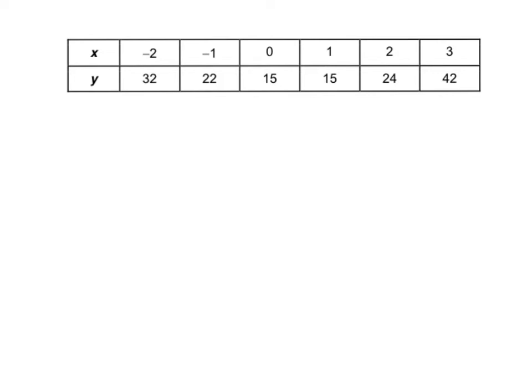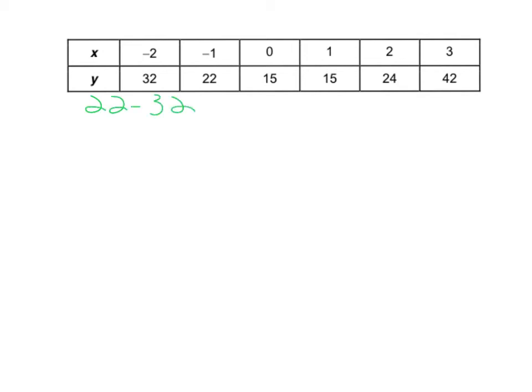Now, both these examples, the x's have gone up by 1s. It doesn't matter. They could go up by 2, 3, 4, or even it could be going down by a certain number. As long as it's going up or down by the same value, you can use finite differences. So I'm going to look at my y's and first subtract 32 from 22.